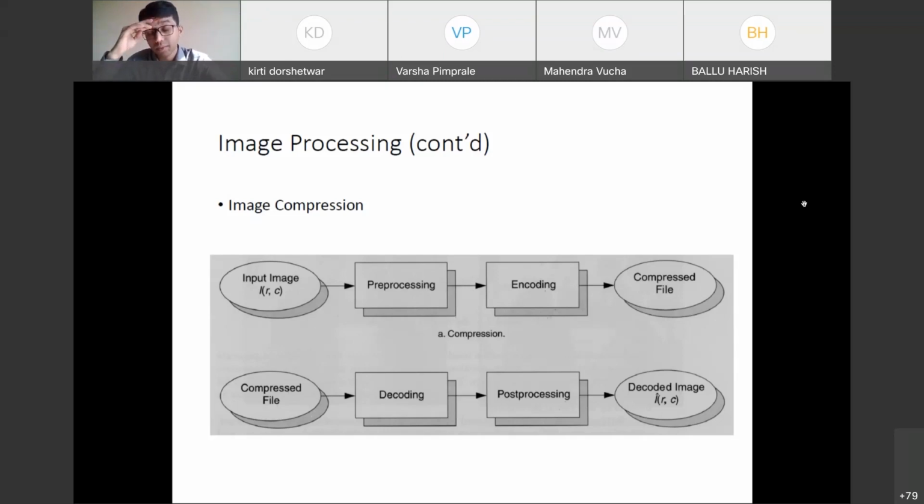So 300 megabytes of data is being compressed to around 10 megabytes, so roughly 1 by 30 times compression, around 3.33%. That is the power of compression. But for that, again, you require some machine intelligence.